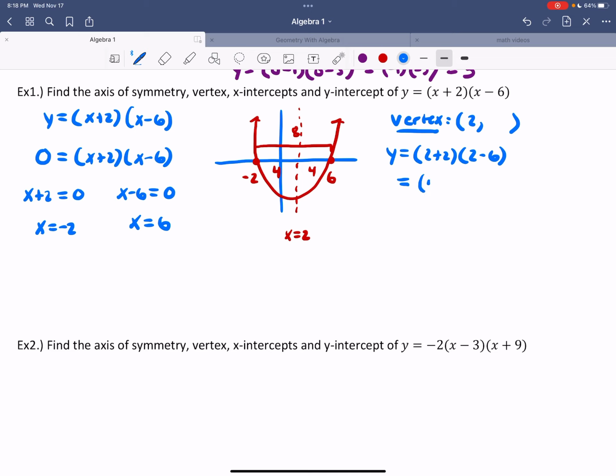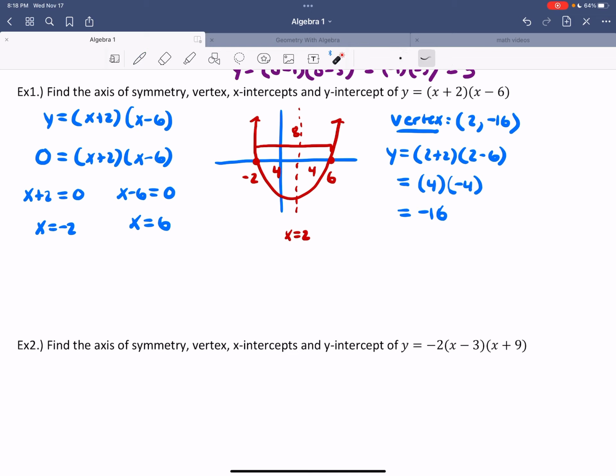So 2 plus 2 gives me 4. 2 minus 6 gives me negative 4. 4 times negative 4 is negative 16. So that's the y value of my vertex. It's (2, -16).